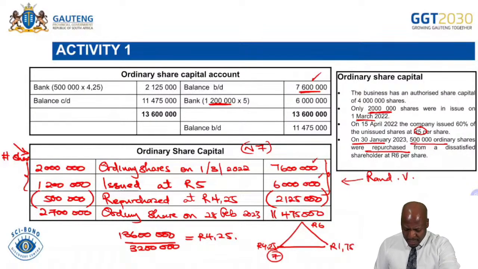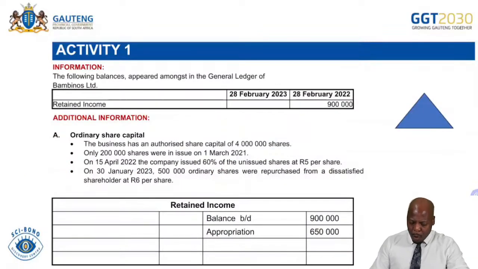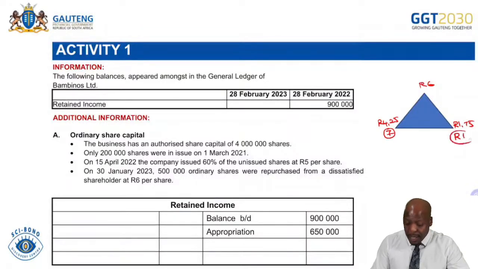Our next aspect is what is recorded in the retained income. Remember on our triangle, what did we have at the top? 6 rand. And what did we say it goes to? Bank, cash flow, that is the repurchase price. Here we had the average price, 4 rand 25, which goes to note number 7. And on the other side, we had our 1 rand 75. It goes to your retained income account.